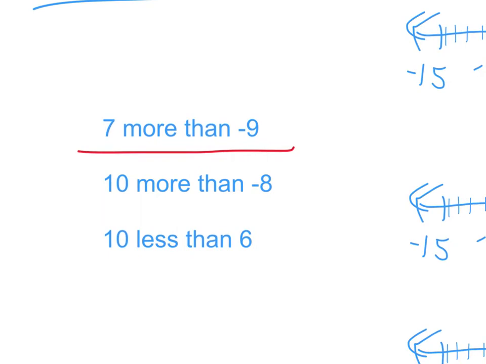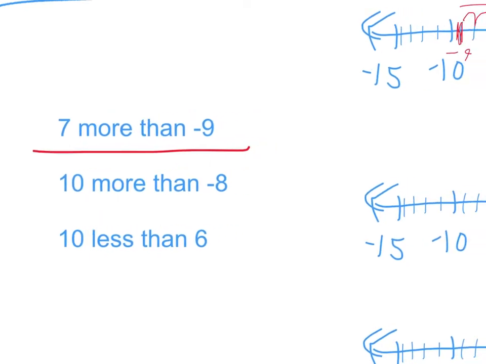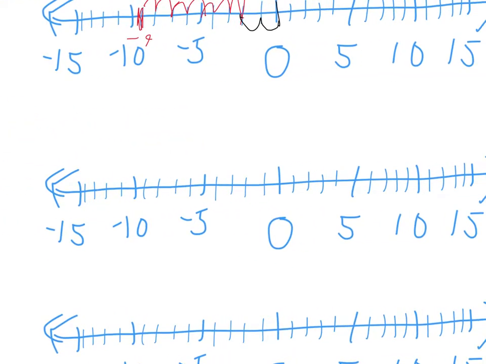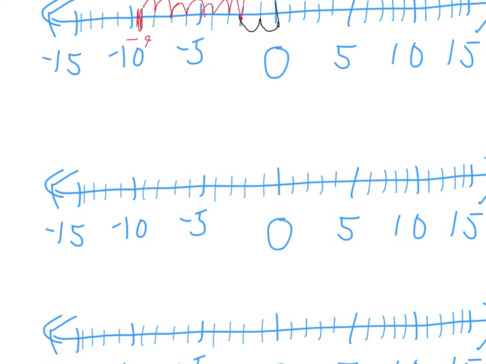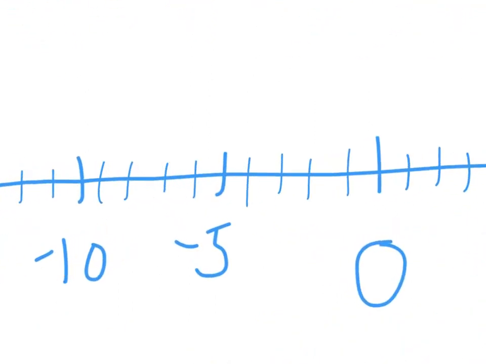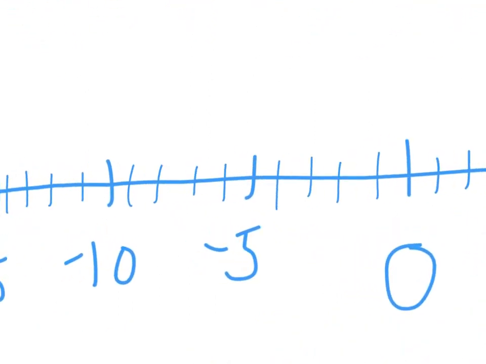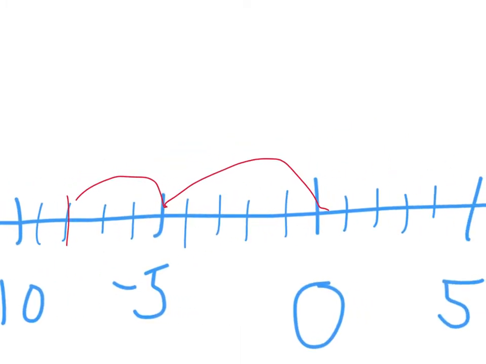Let's look at this other one, 10 more than negative 8. So in this case, we will come into this number line. We're at negative 8, where we're starting, and we're doing 10 more. So here's negative 8. I can jump here, that's 3. Jump 5 more, that's going to be 8. And then I jump 9, 10.